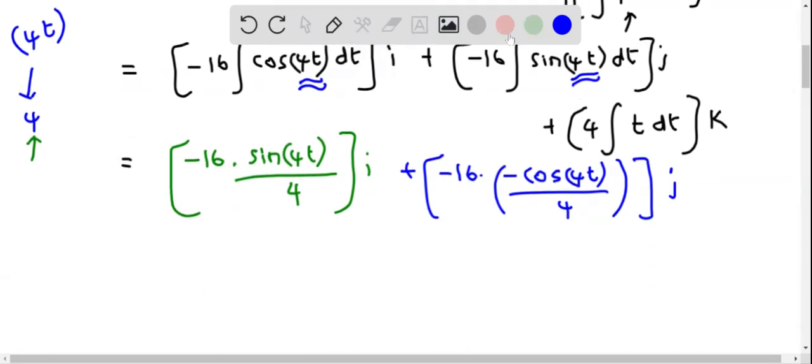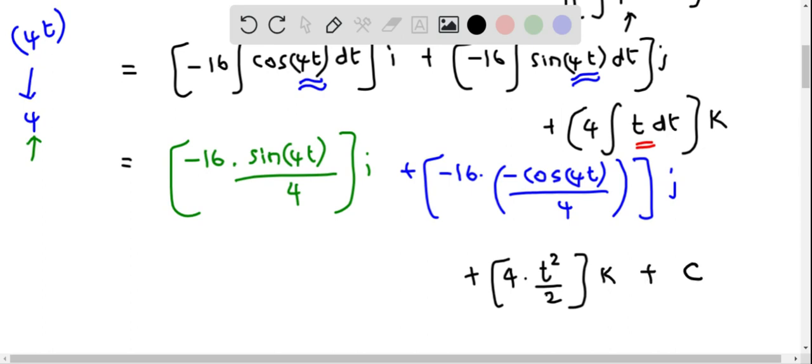And finally we just have to integrate t for the k component. The integral of t with respect to t, using the power rule, will become 4 times t squared by 2. This is for the k component, and we also put the integration constant c. Now we can cancel this 4 with the 2, so this is basically 2, and so it becomes 2t squared. So this is 2t squared for the k component.